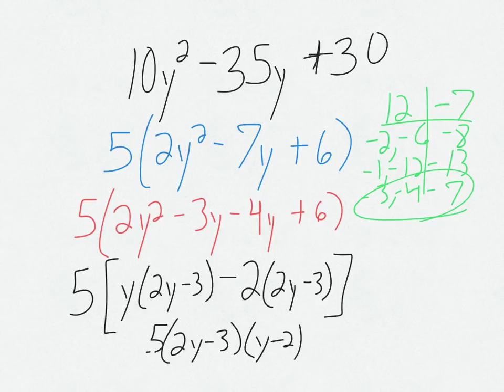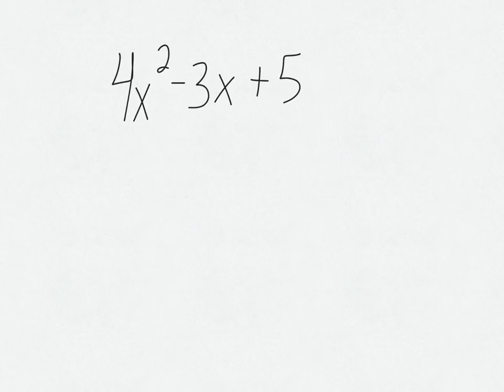Now if you forgot to take the 5 out until the end, look at your two binomials. One of them should have a 5 that is able to factor out. Alright, last one. For examples, I want you guys to try this one. Go ahead.